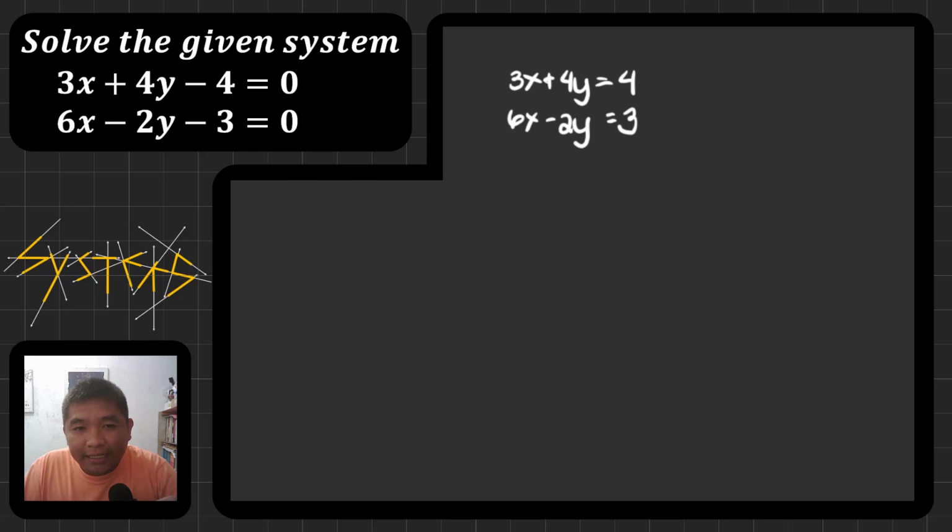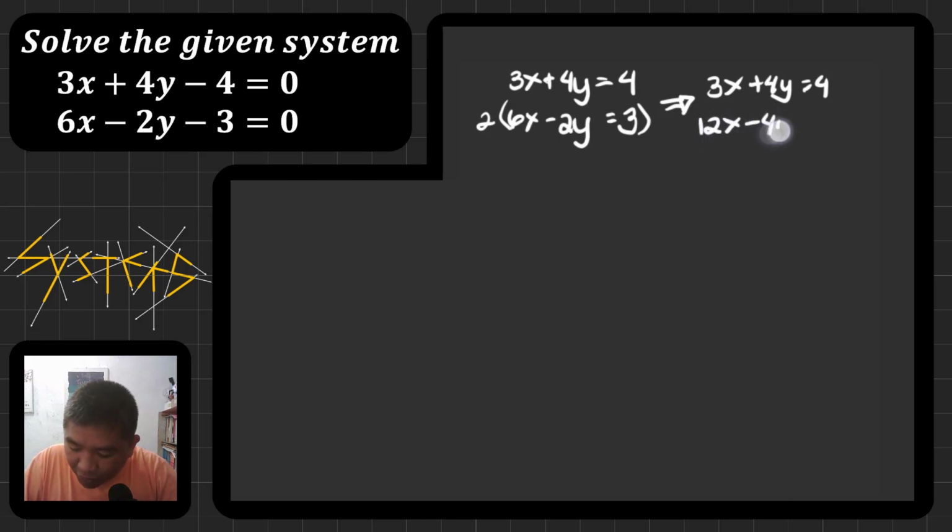Okay, because the sign of the second coefficient of y is already negative, so I don't need to multiply any of the two equations by a negative number. Instead, I could multiply the second equation by 2. And then I could come up with this new version of the system. So the first equation is still the first equation: 3x plus 4y is equal to 4. But the second equation is where we multiply a certain constant, which is 2, on all the terms, not just for y, not just for 6x, but for all. So this would mean we have here 12x, the minus 2y becomes minus 4y, and the 3 becomes 6.